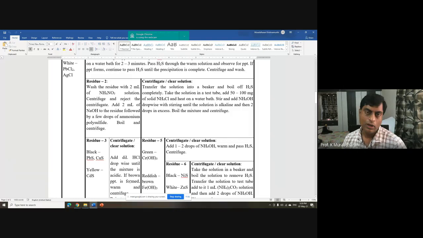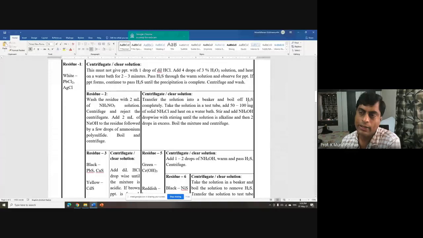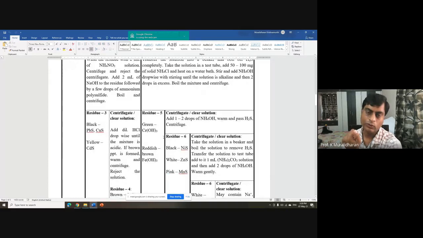Another direction, the main direction we are continuing here, is boiling off the H2S. That means the same solution that we are getting here, you are boiling by showing it to the Bunsen burner, so the H2S gas will be completely removed from the solution. To that, you are adding ammonium chloride and ammonium hydroxide. So basically you are turning this entire reaction mixture from acidic condition to basic condition. Okay, when you are turning to basic condition, if chromium or iron is present, the hydroxide salt will precipitate out.